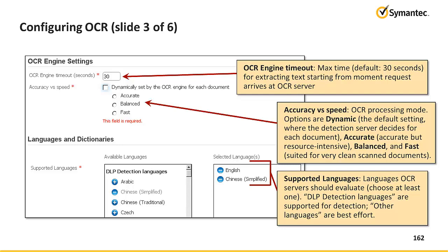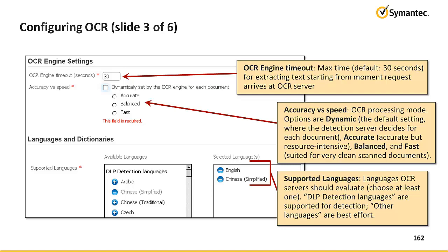In the Accuracy versus Speed section, select the OCR processing mode. The available options are Accurate, which is precise but slow, useful for medium resolution images or screenshots; Balanced; Fast, which is suited for very clean scanned documents; and Dynamic, the default and the recommended option, where the detection server's built-in intelligence will decide which OCR processing mode, accurate, balanced, or fast, is best for a given document.